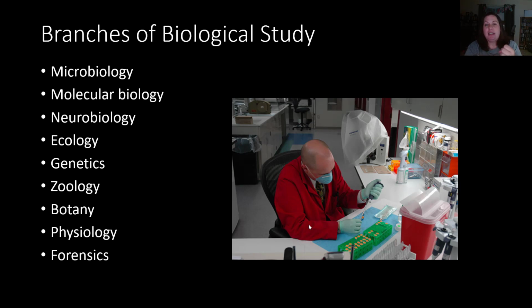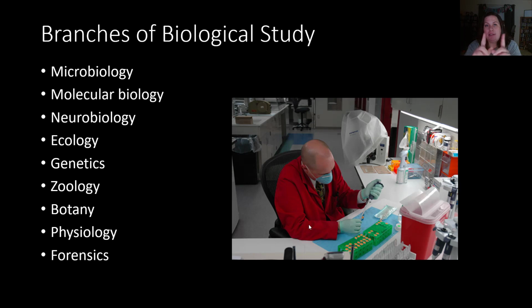So we have microbiologists. Microbiologists are going to study little things like bacteria and all those single-celled or unicellular organisms. Molecular biology looks at DNA and RNA, all the little molecules that are part of that. Neurobiology is going to focus in on the nervous system. Ecology focuses on the big picture. Okay, so it's looking more at how ecosystems work together, whether it's the community component or also the non-living component. Genetics is looking specifically only at DNA.